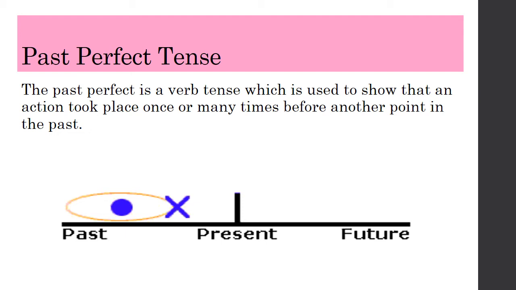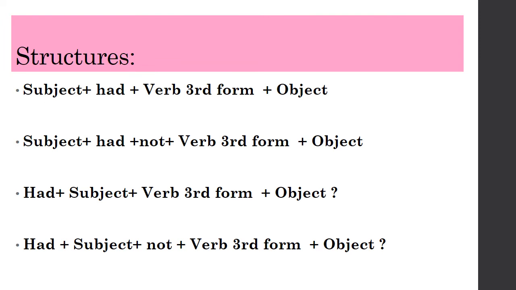Now let us discuss past perfect tense. The past perfect is a verb tense which is used to show that an action took place once or many times before another point in the past. Here are the structures of past perfect tense.